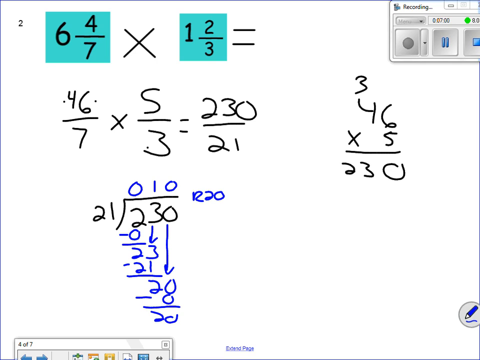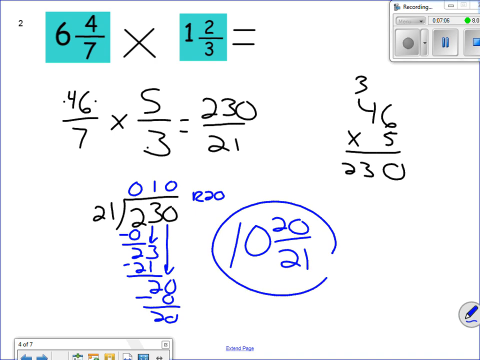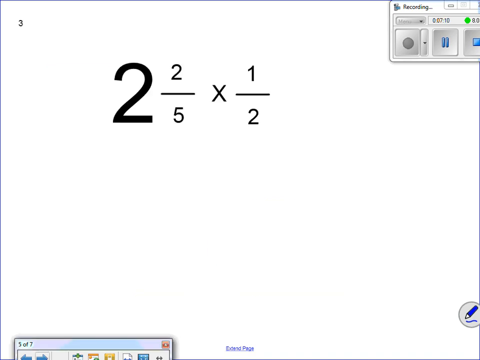This is what this means, kids. 10 is my whole number. 20 is my remainder. 21 is still my denominator. 10 and 20 over 21 is your answer. That's another one.